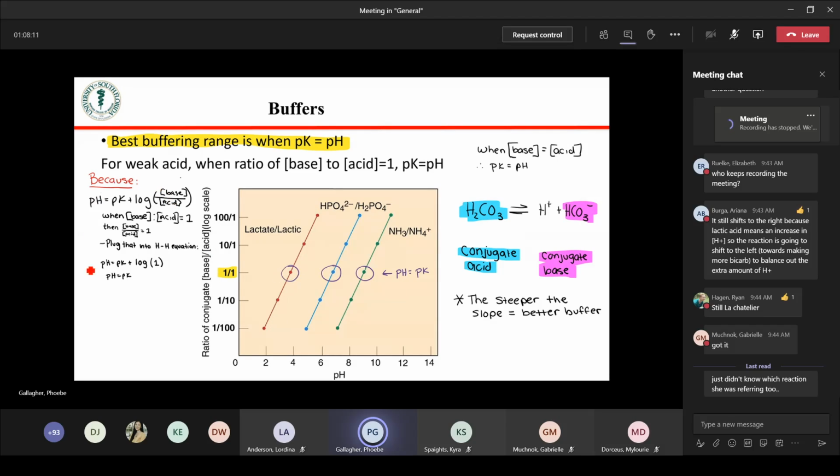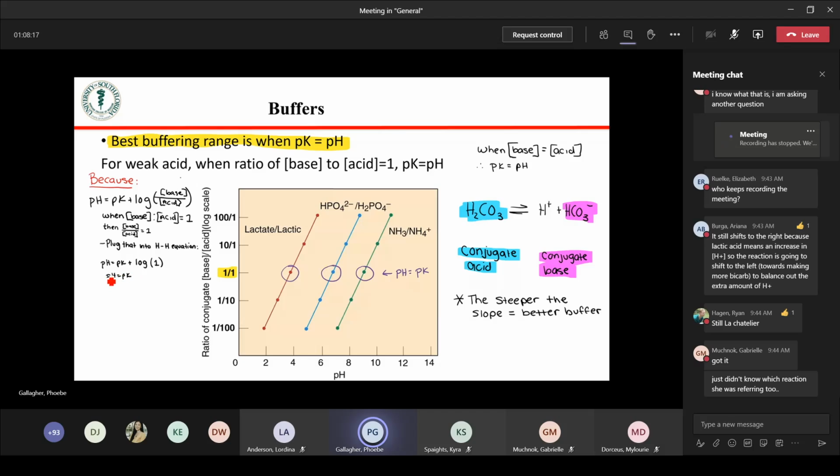If you want to look at the math of it, if you just plug this into the Henderson-Hasselbalch equation, you can pretty much figure out that pH is equal to pK when acid is equal to base, or the ratio is 1-to-1, which is pretty much just saying that base is equal to acid.